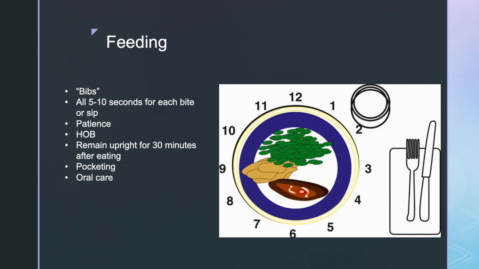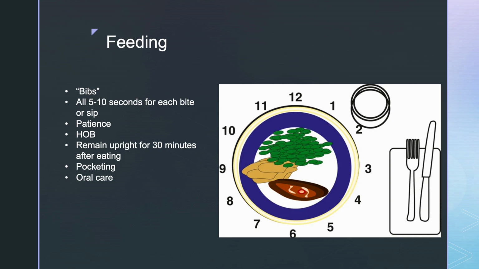HOB, head of bed. So it's important that the head of bed be elevated, typically 45 to 90 degrees, or high Fowler's would be the ideal position for feeding a patient. You want them straight up in bed, considering their posture, they should be straight. And we want the head of the bed to remain upright for a minimum of 30 minutes after eating so that the patient does not regurgitate or aspirate. If the food starts to come back up, it increases the likeliness that the patient could aspirate. So important things to consider.